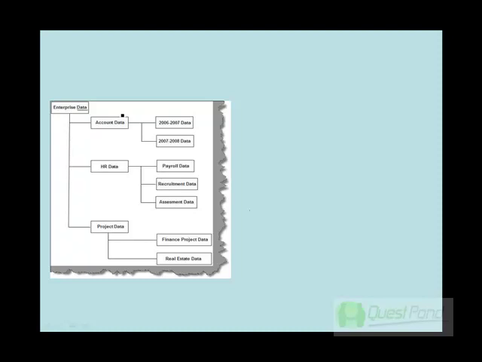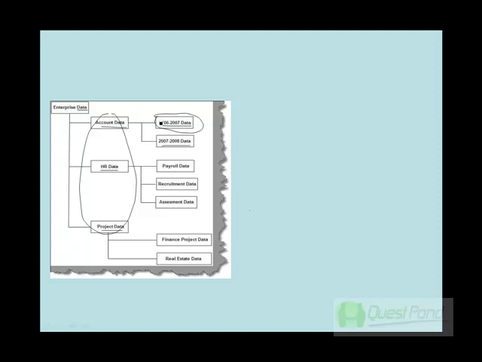For example, here's a typical enterprise data. You can have accounts data, and accounts data can further be like 2006, 2007 balance sheet data, or 2007, 2008 something data. It's in the same manner for HR, for project. So for different departments, you can again have different groupings of data. So we can say that enterprise data is nothing but a hierarchical data classification.